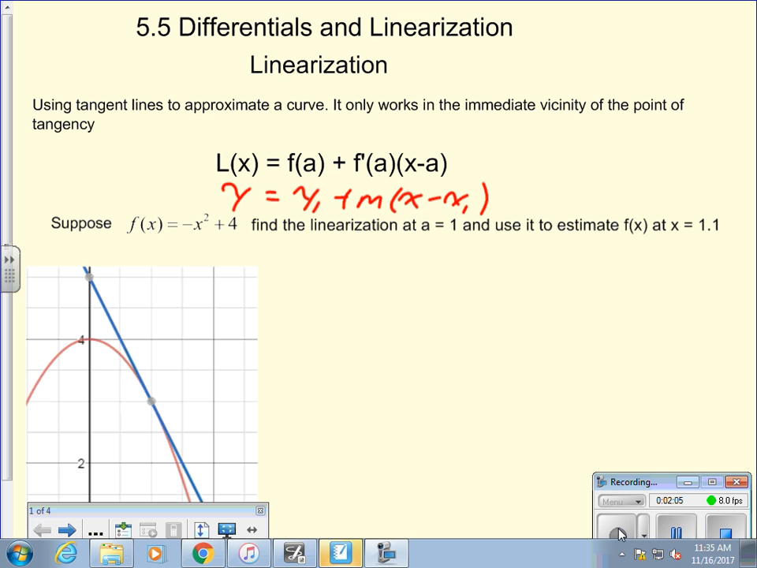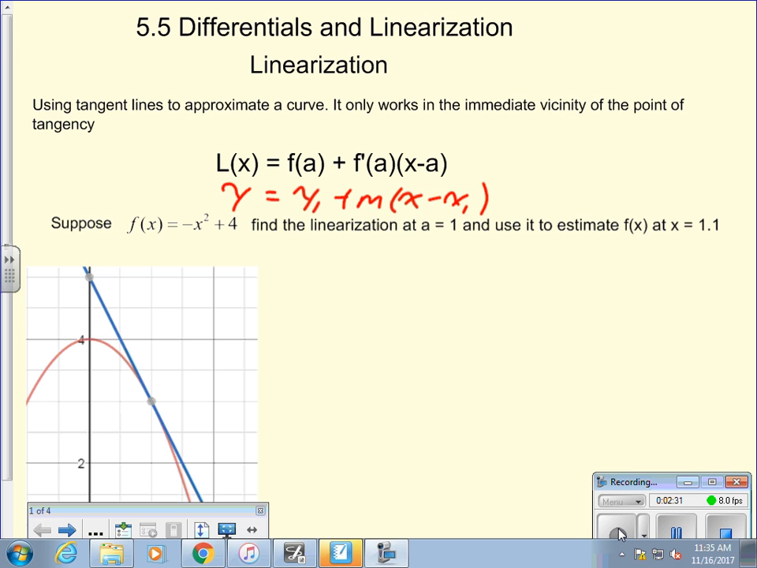X coordinate and y coordinate come from the original equation. You have to be given one of those, usually the x. The slope comes from the derivative at the x coordinate. So that's your first step. So suppose f of x is negative x squared plus 4, and I have a graph here that shows that. Find the linearization at x equals 1.